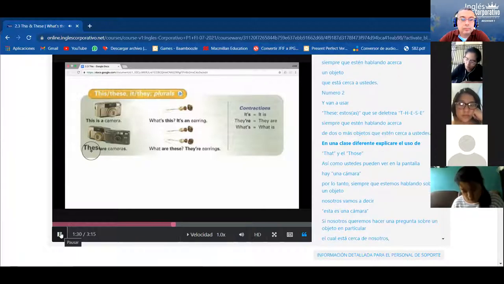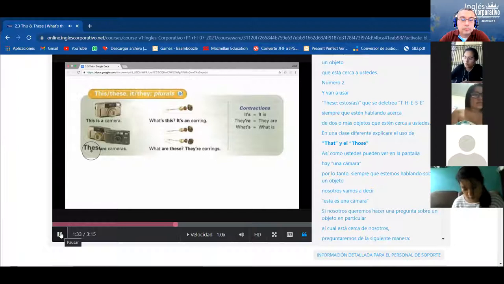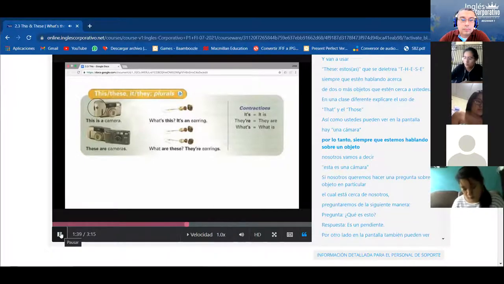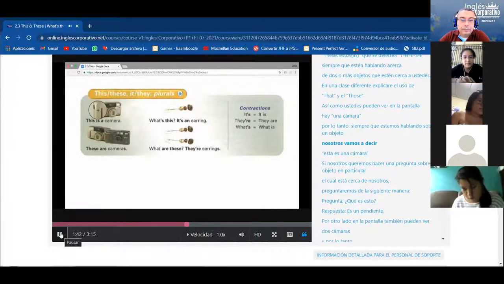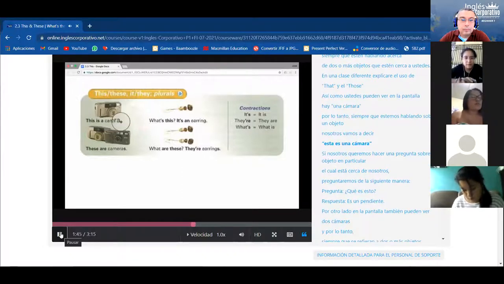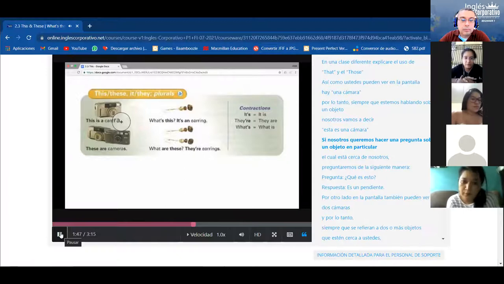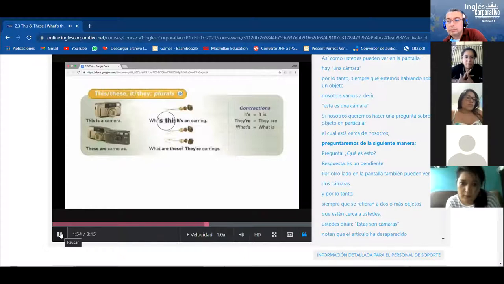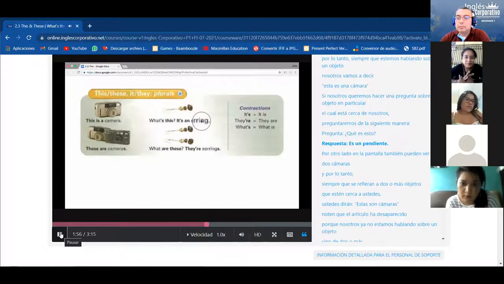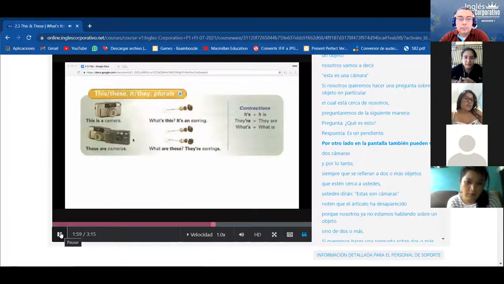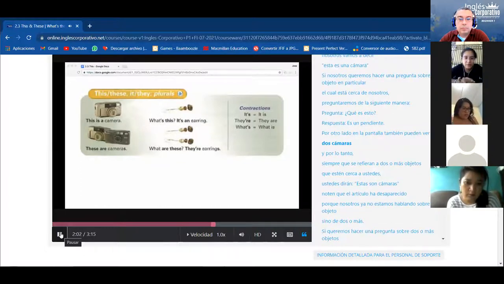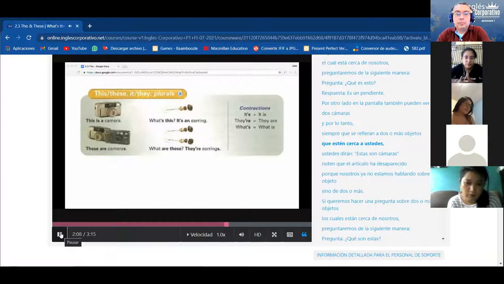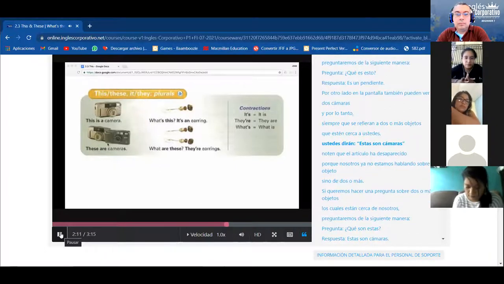On a different class, I'll explain how to use that and those. So as you can see on the screen, there is a camera. And therefore, whenever we talk about one object, we're going to say, this is a camera. If we want to ask a question about a particular object which is near to us, we will ask in the following way. What's this? It's an earring. On the other hand, on the screen, you also see two cameras. And therefore, whenever you refer to two or more objects which are near from you, you will say, these are cameras.